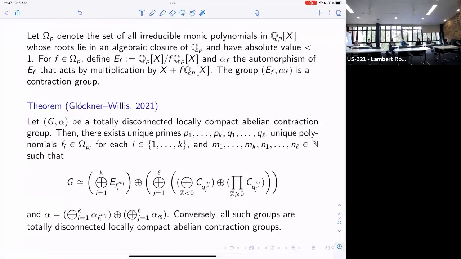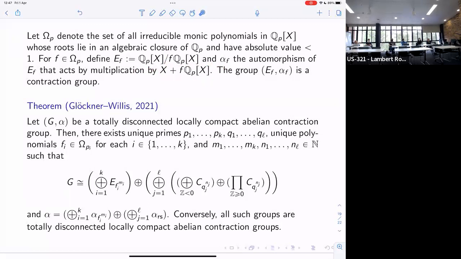So if we let omega p denote a set of irreducible monic polynomials in Qp adjoin X that have roots in some algebraic closure of Qp with norm strictly less than 1, then we can define these groups EF that are the quotient of Qp[X] by F times Qp[X]. And we can also equip these groups with an automorphism, which we denote by alpha X, which is multiplication by the coset X plus F Qp[X].